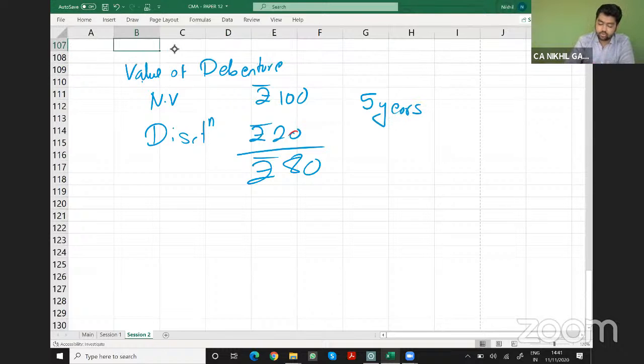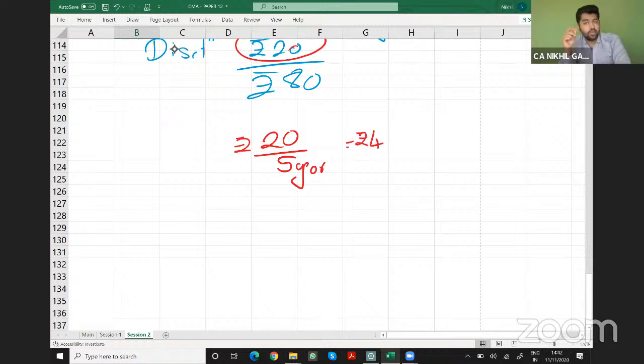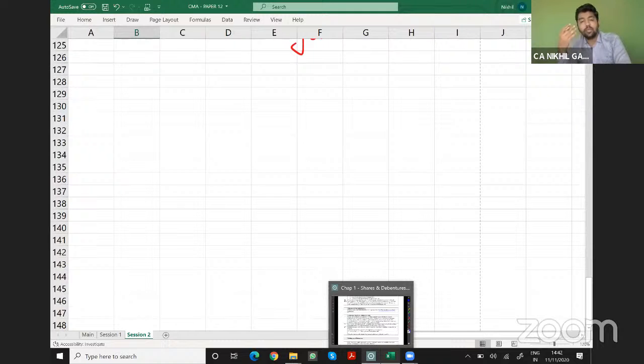This discount of rupees 20 should be written off in 5 annual equal installments. So 20 divided by 5 years. Every year, rupees 4 should be debited to your profit and loss account. Simple. There will be more sums where the period of redemption is annual.